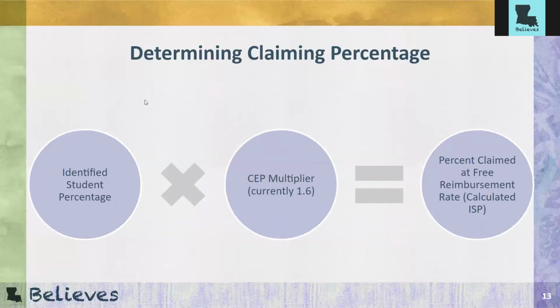The identified student percentage is just the percentage of identified students divided by the enrollment, but that is not the claiming percentage. To determine the claim percentage, you would take that identified student percentage times the CEP multiplier, which is currently 1.6, and that would give you the percentage of meals claimed at the free rate. So that's how that 62.5 identified student percentage becomes the magic number, because 62.5 times 1.6 is 100%.